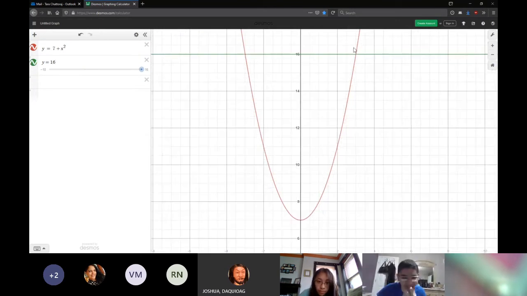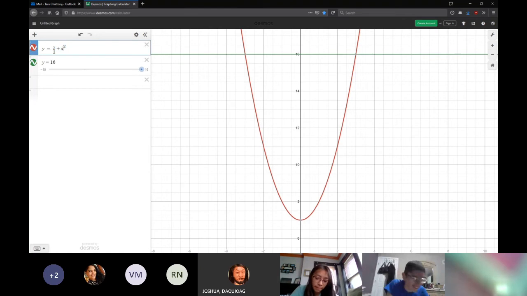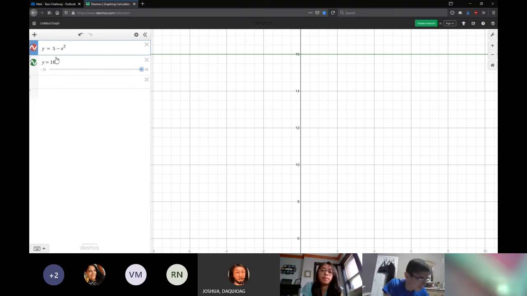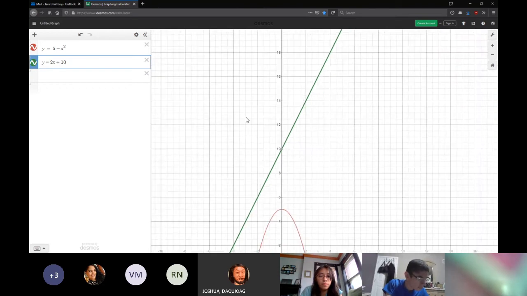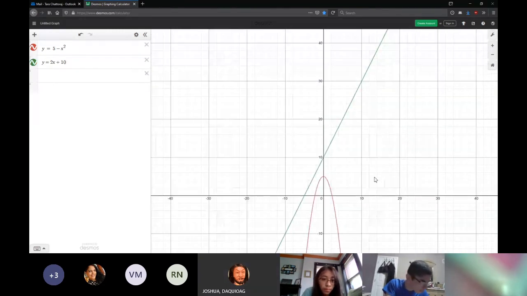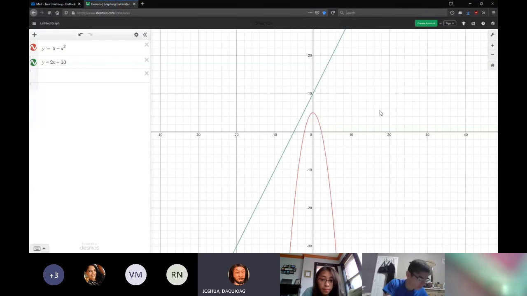All right. So from here we see how there's 2 solutions. This is the different one. This is why I wanted you to do this in the first place. If we were to plug in 5 minus x squared and 2x plus 10, do you see how there's no actual solutions? They're not connecting. So the solutions that we got were imaginary.